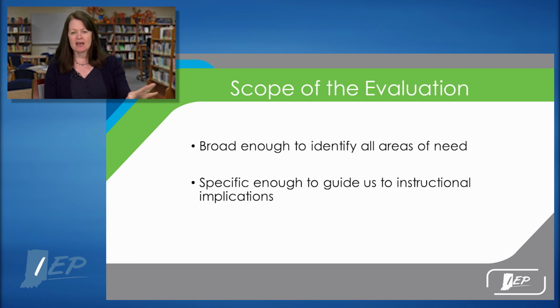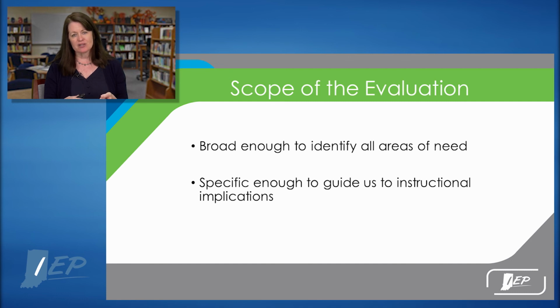So cast your net out there wide enough so that you can get a good aerial view of what's going on with the student. And then we go specific enough into those areas of need to make sure that we, number one, can establish eligibility if that's the question. But number two, we have good data to guide the instructional process for the student after that.